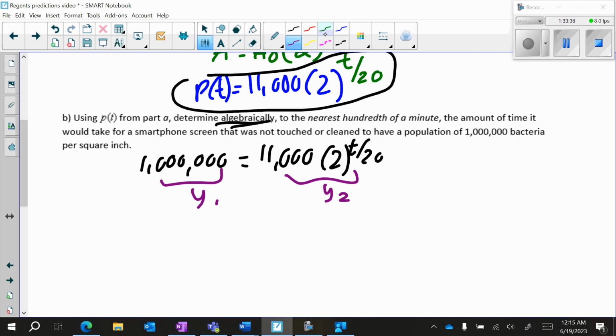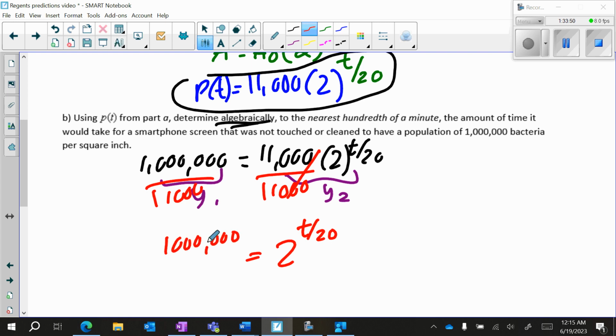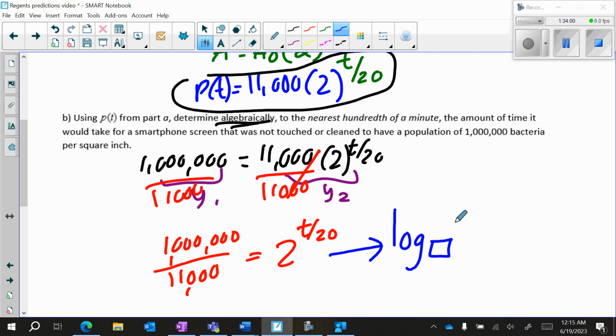Algebraically, here are my tips. First, isolate the base. So divide by the coefficient of 11,000. If it is not a nice number, you're just going to leave it exactly how it is. 1 million over 11,000 equals 2 to the whatever. Once it's in this form, you're going to change it to a log. How do I know? Because I can't do it in any other way.